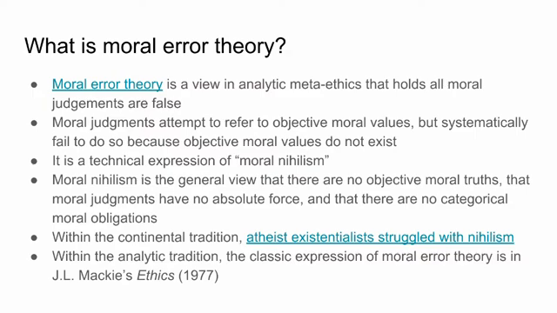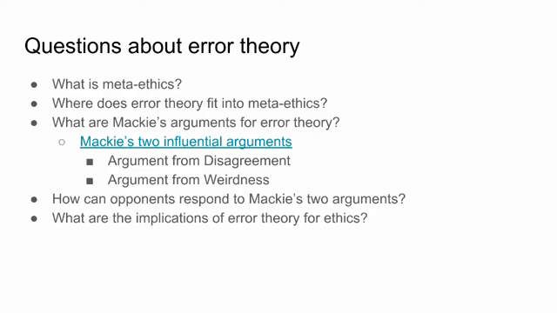Within analytic philosophy, the classic expression of moral error theory is in J.L. Mackie's book, Ethics: Inventing Right and Wrong, which he published in 1977. So, the slides here will go over several questions about error theory. Starting at the ground level, what is metaethics in analytic philosophy, and then where does error theory fit into the taxonomy of metaethics that analytic philosophers work within.